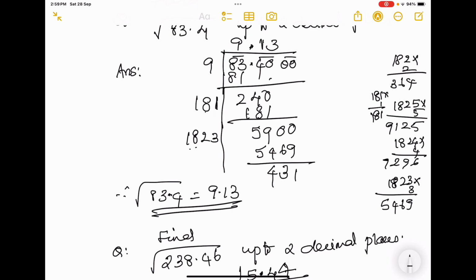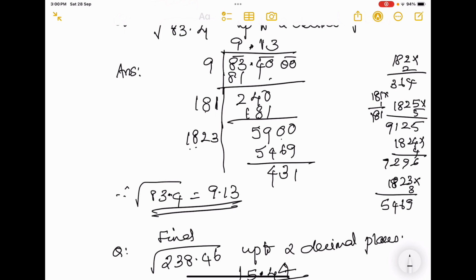We get 9125, which is greater than 5900. So we can't write 5 here. Then you subtract 1 from 5, we get 4. Then 7296. It is also greater than 5900. So 4 is not acceptable.